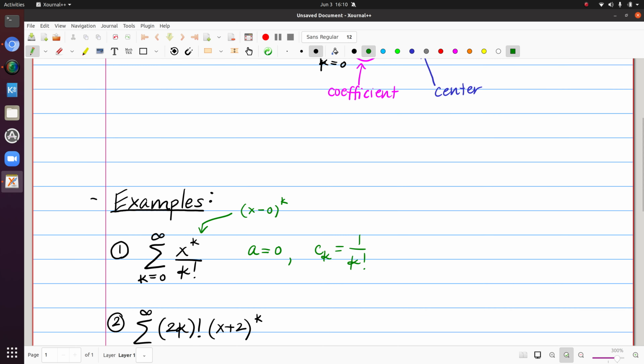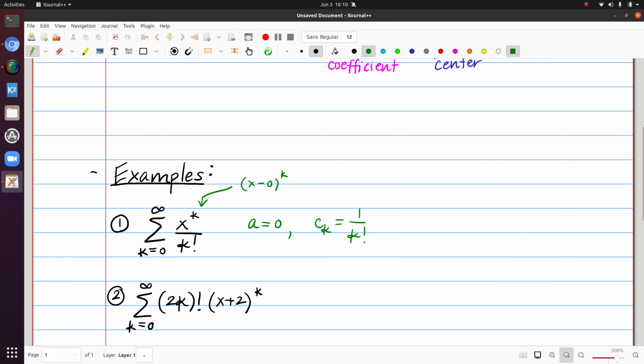In my next example, this again is an example of a power series. Here I can see a little more readily that the center is explicitly written, but one of the things we have to pay careful attention to is we should expect to see x minus the center. Well, I can rewrite that as x minus negative 2, and so I see that the center is actually negative 2. And again, the coefficient is what's being multiplied by that term, and so we get that 2k factorial represents the coefficient.